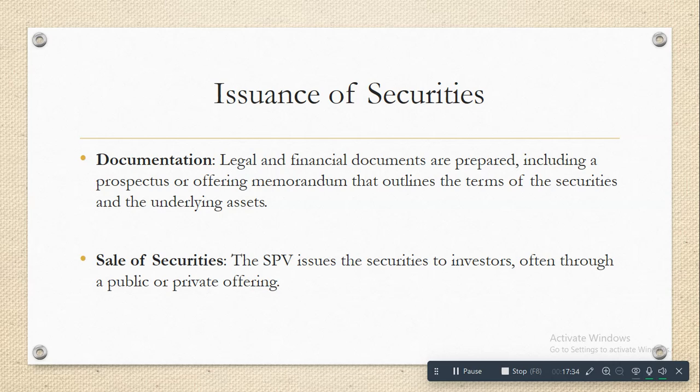Then once this is done, finally, the sale of securities. The SPV or the issuer issues the securities to investors, often through a public or a private offering. So there are basically two types of offering. Public offering is when it's open to the public, and anyone can purchase. A private offering is when it is privately offered to a few big institutional investors or similar parties.